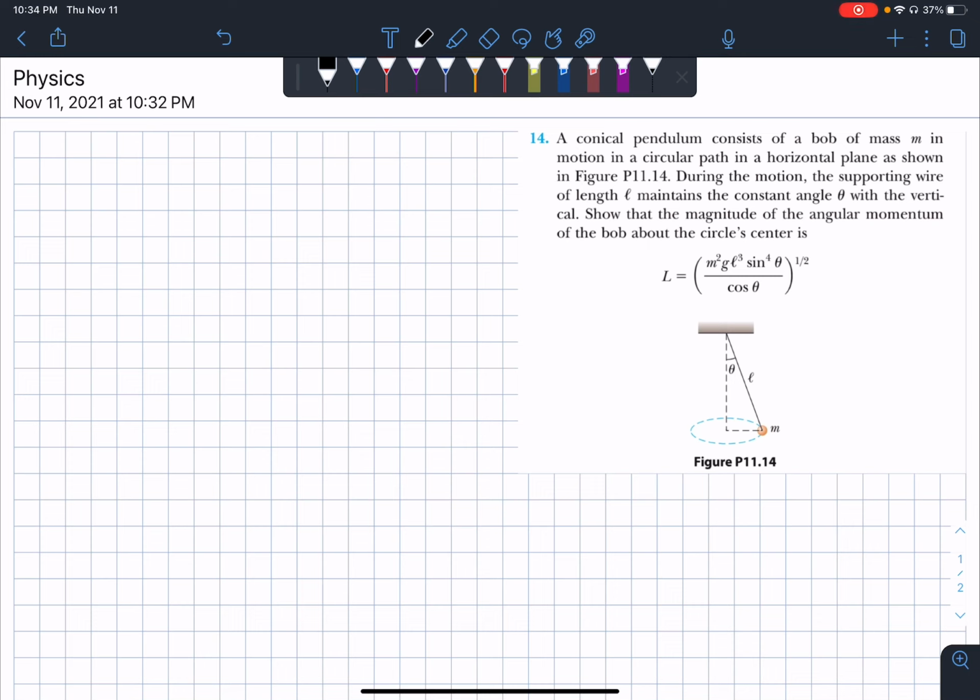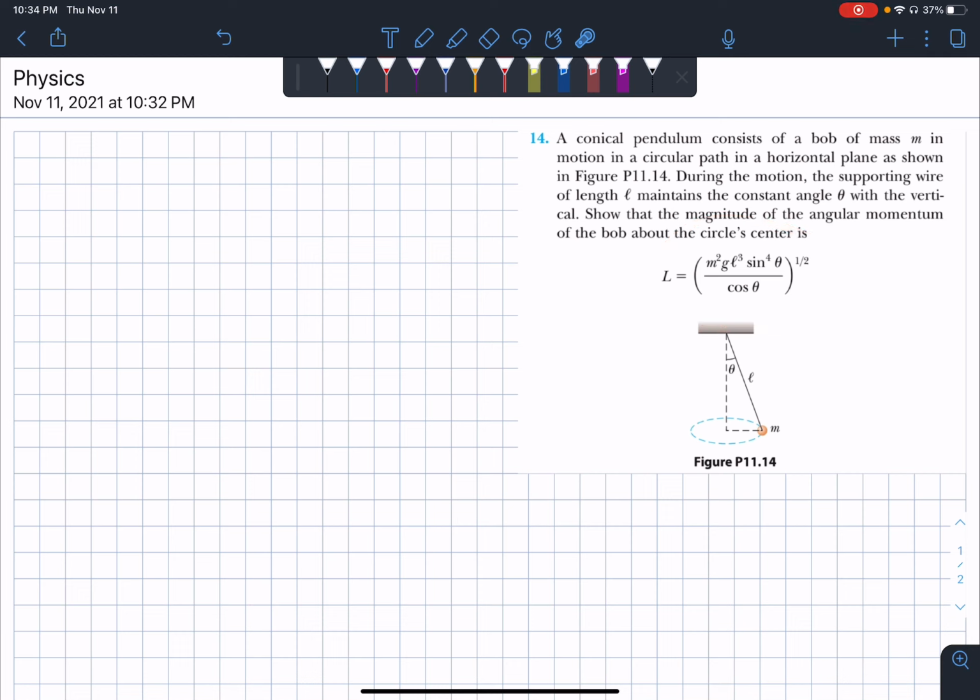It says a conical pendulum consists of a bob of mass m in motion in a circular path in a horizontal plane as shown in the figure. During the motion, the supporting wire of length L maintains the constant angle theta with the vertical. Show that the magnitude of the angular momentum of the bob about the circle's center is this, right here.